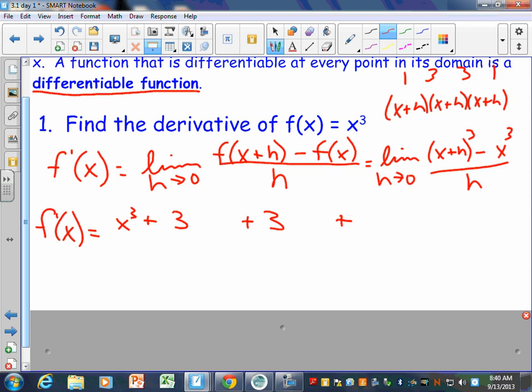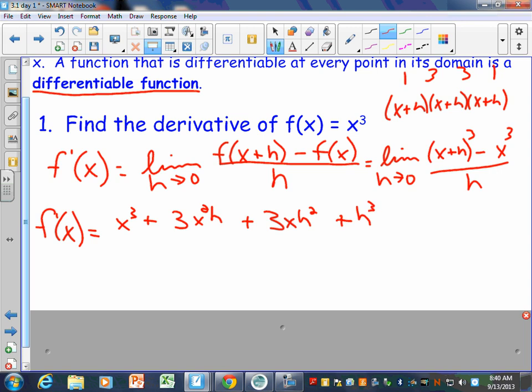And remember the x starts with the highest degree and then counts down. So this is x cubed, this is x squared, this is x, this is no x. And the h counts up. So no h, and then h, h squared, and then h cubed.